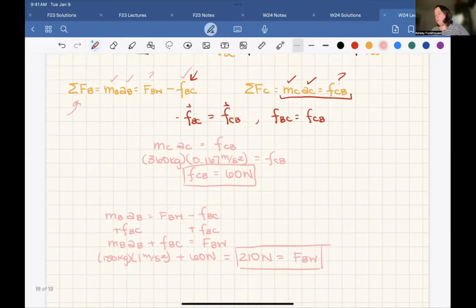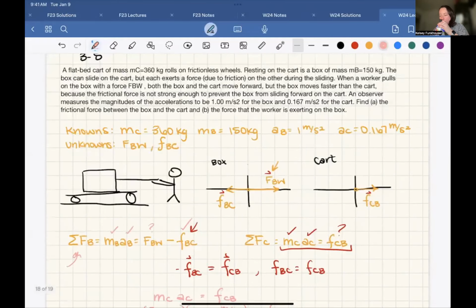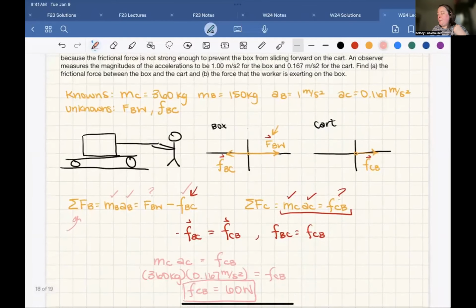So we'll go back through that really quickly again too. We wrote down our knowns and unknowns. This time there were two different accelerations because the box and the cart do not move together; the box slides on the cart. So they have different accelerations. We drew the situation and then we drew our free body diagrams. From our free body diagrams, we got our equations by just reading our free body diagrams.